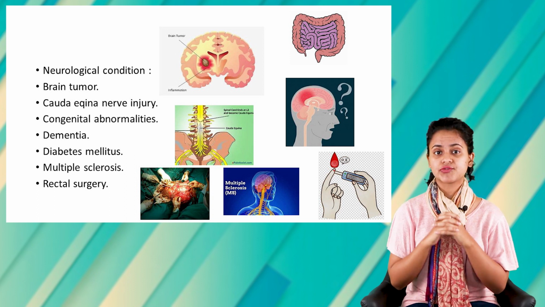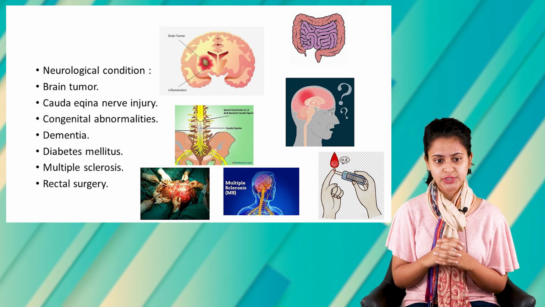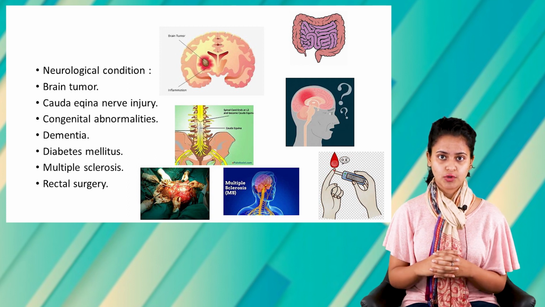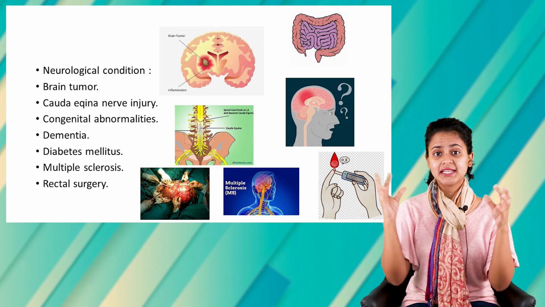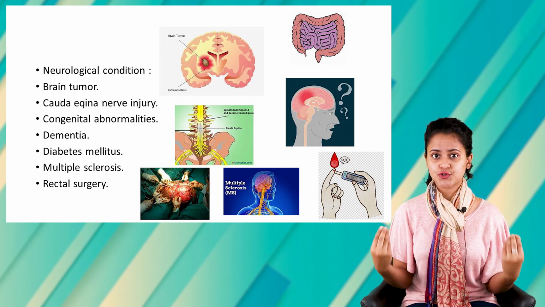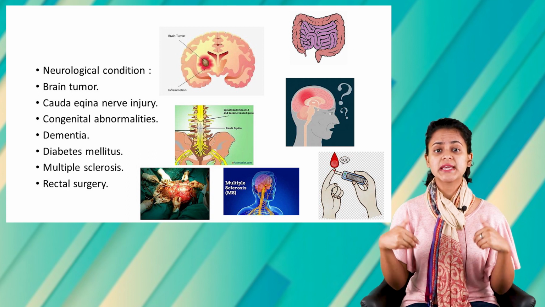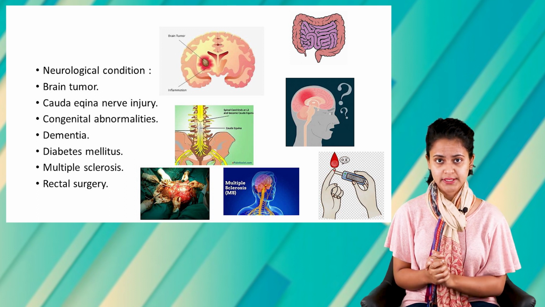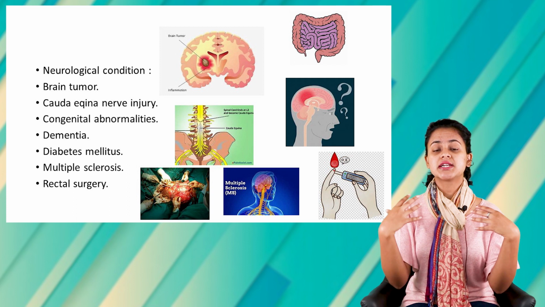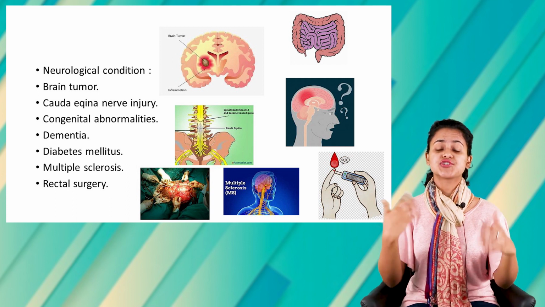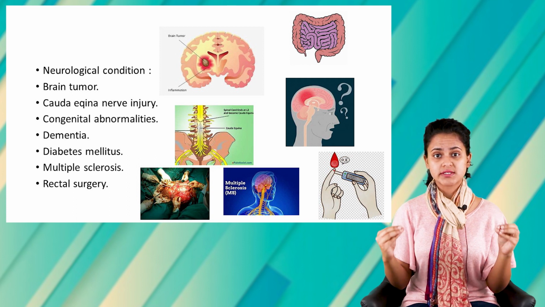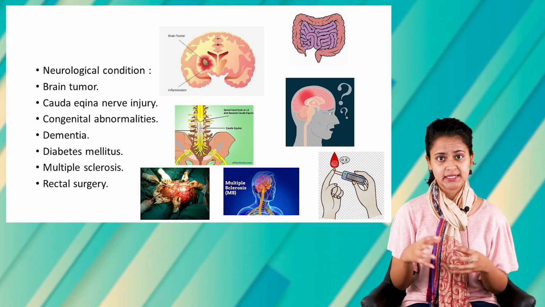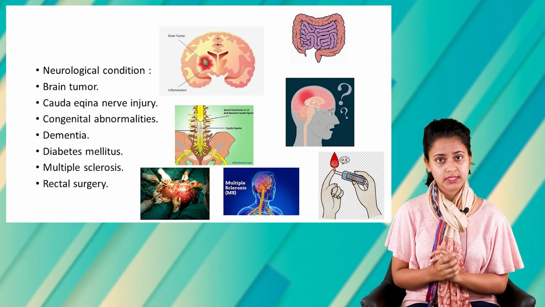The next disease condition, which is a very common condition, is the cauda equina nerve injury. This will almost always be associated with the inability of the nerve to maintain the sphincter control in the anorectal area, which will ultimately increase the chances of the development of fecal incontinence. The next condition is certain congenital abnormalities. Now, these congenital abnormalities can cause abnormal structure formation in the anorectal area, which ultimately can lead to the development of fecal incontinence.